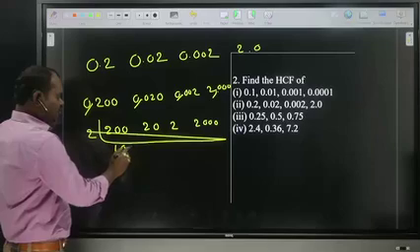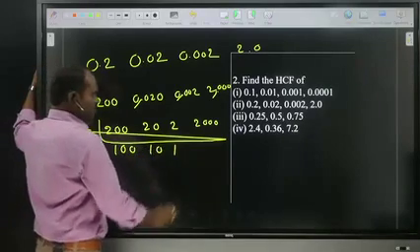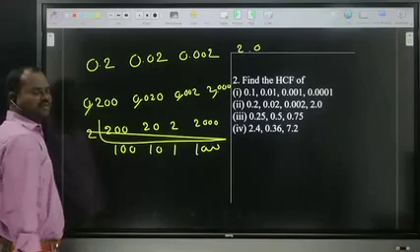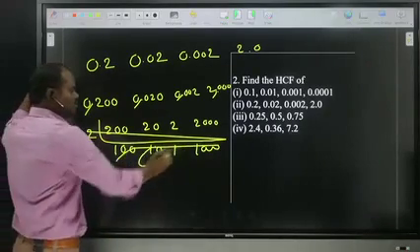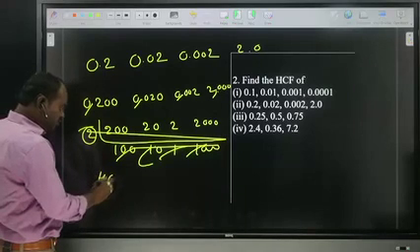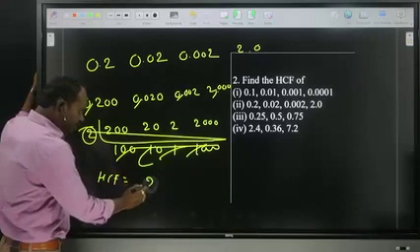2 hundreds, 2 tens, 2 ones, 2000. Again we can't get any one table in all this, ma, except one. So we can stop here only. So what is HCF, ma? 2. HCF is 2. But 2 is not the answer.